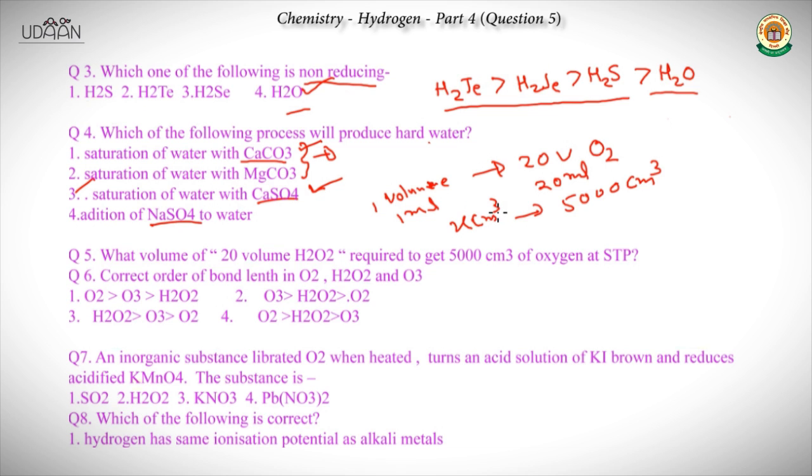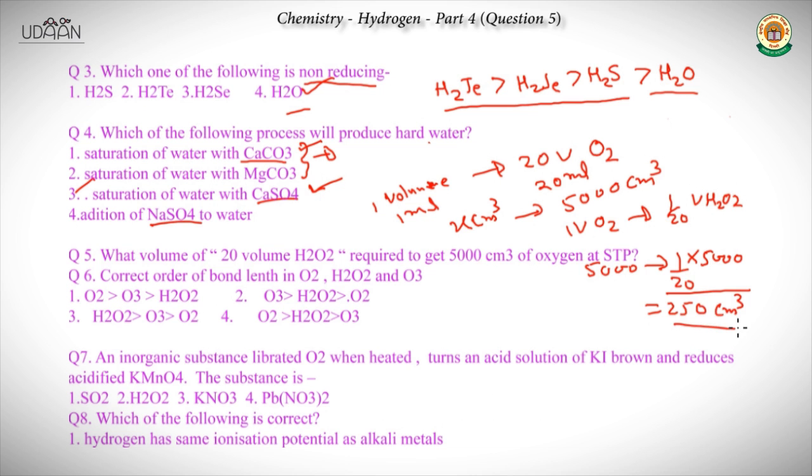So when we see that, we can see that 1 volume of O2 will be produced by 1 by 20 volume of H2O2. Okay. So 5000 will be produced by 1 by 20 into 5000. So this will be the volume of H2O2. This comes out to be 250 centimeter cube. This is how we can calculate the volume of H2O2.